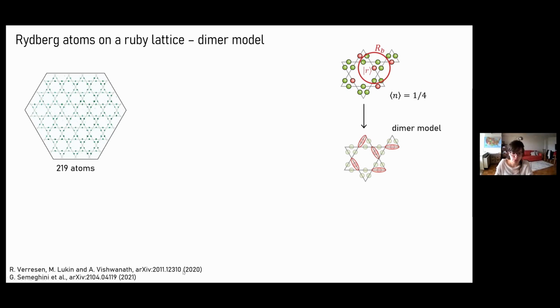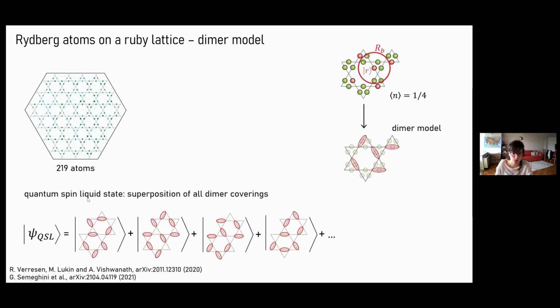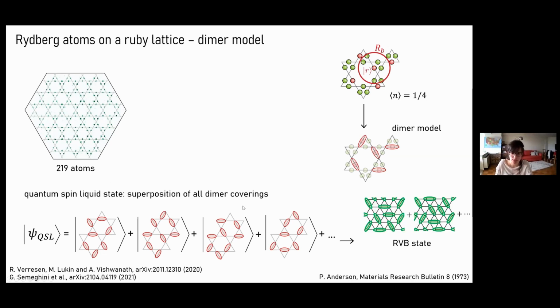It was proved in this theoretical work that in this model, there exists a quantum spin liquid state that corresponds to the superposition of all the possible dimer coverings that you can build on this lattice. And you easily see that this is very similar to the resonating valence bond state that I showed you before, that was predicted by Anderson. It's also been shown that this state has Z2 topological order.